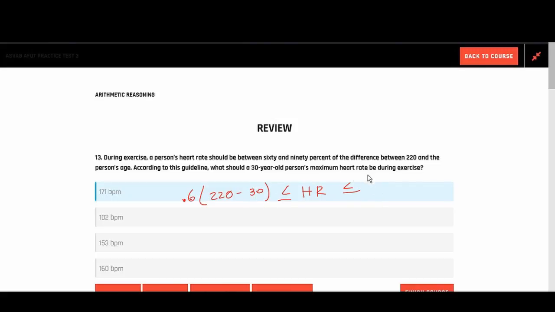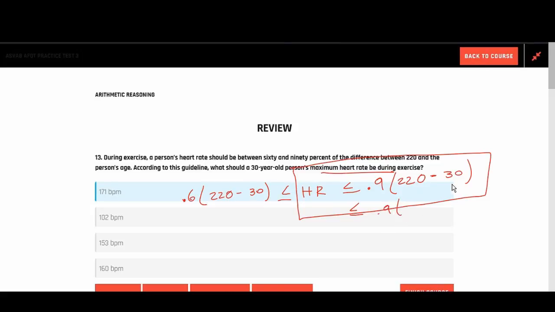And again, we're told it's between 60 and 90%. 0.9 is the same as 90%. And again, this is 220 minus 30. And in this case, what should their absolute maximum heart rate be? We're going to focus on the 90% to solve this one. So let's go ahead and work that out.